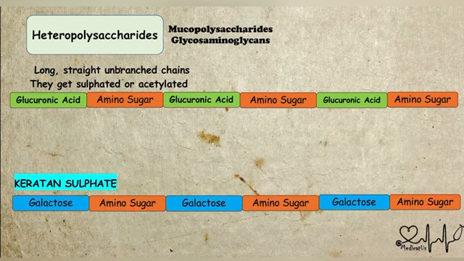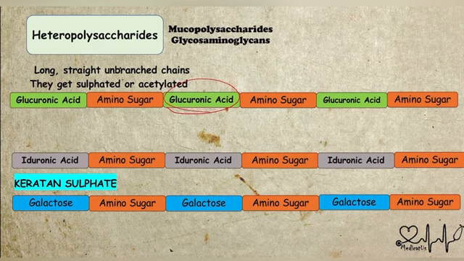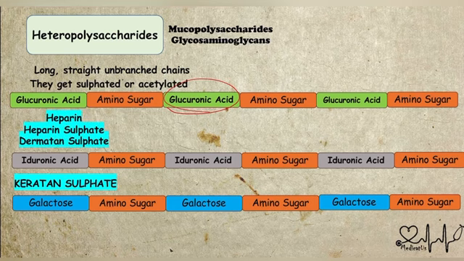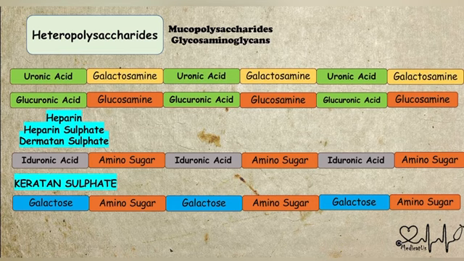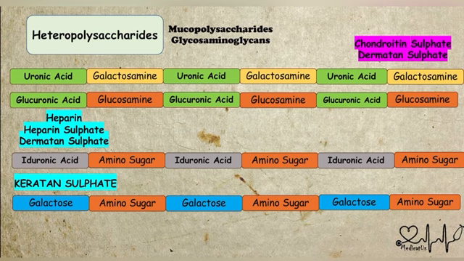The most common uronic acid is glucuronic acid, but there is an exception. That is iduronic acid plus amino sugar combination that is present in heparan sulfate and dermatan sulfate. Now for the amino sugar, the most common amino sugar is glucosamine and the exception is galactosamine. And the examples are chondroitin sulfate and dermatan sulfate. Chondroitin sulfate holds an exception only in the amino sugar. That is a combination of glucuronic acid plus galactosamine.